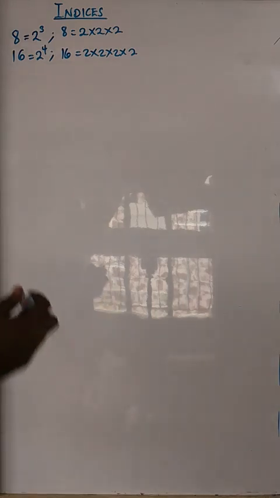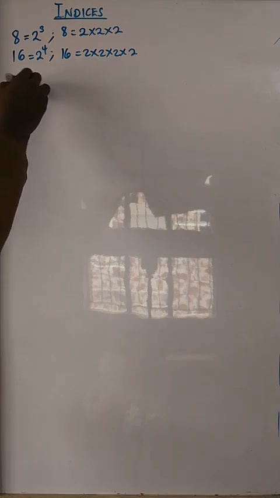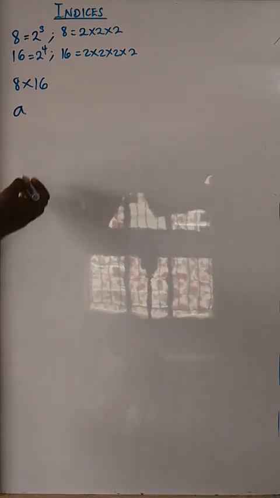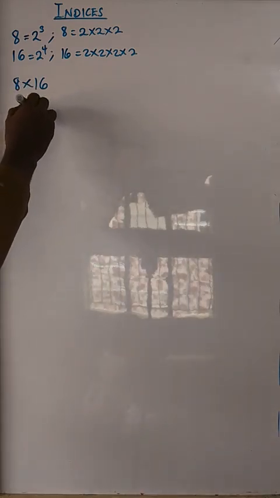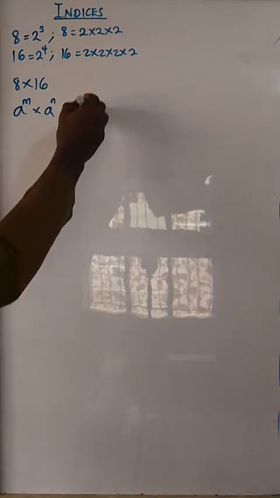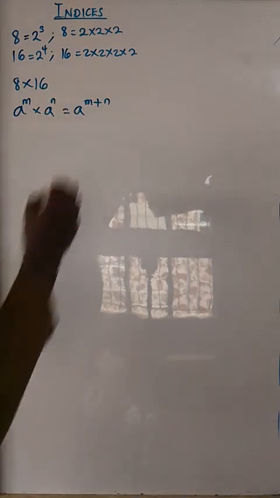For example, if you ask me what is 8 times 16, you can press your calculator. But using the indices rule, the first rule of indices states that if I have a number raised to a power, let's call it m, and that same number raised to another power, let's say n, the answer is that number with the powers added, m plus n.